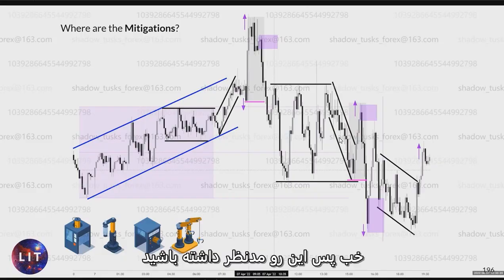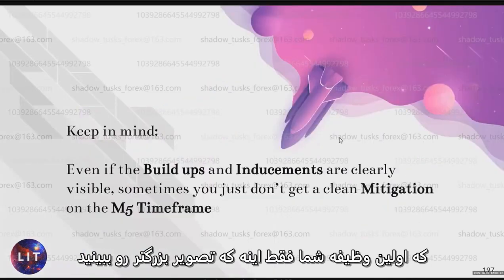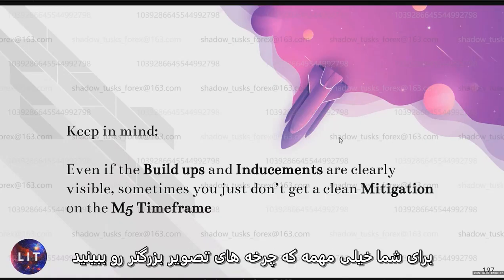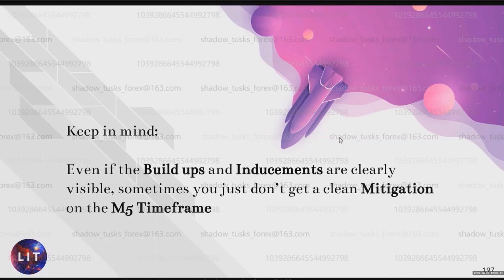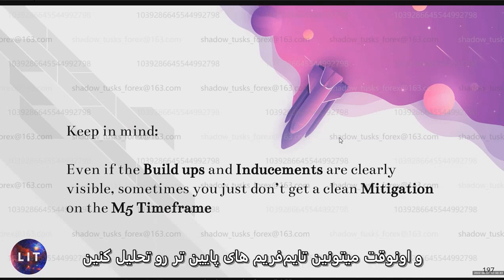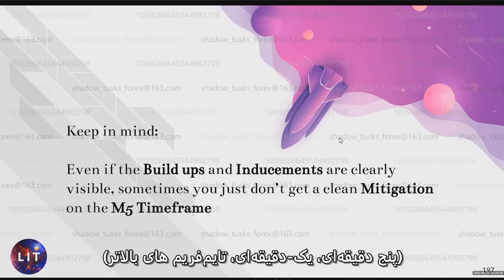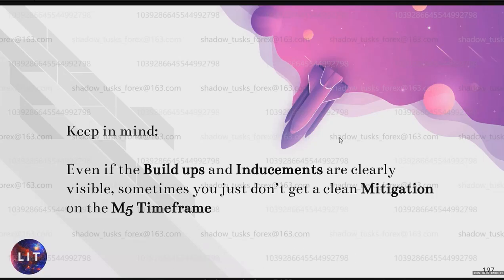Okay, so keep in mind that your first task is just to see the bigger picture. And even if it's not that clean, maybe for the mitigation side on the M5, it's completely fine. It's very important for you to see the bigger picture cycles, and then you can dig down into the lower time frames and use higher time frames and combine both of them, or all three of them, the M5, the M1, and higher time frames. And that's where the true power comes from, right?